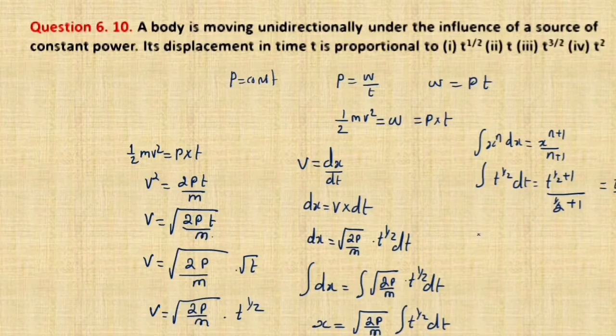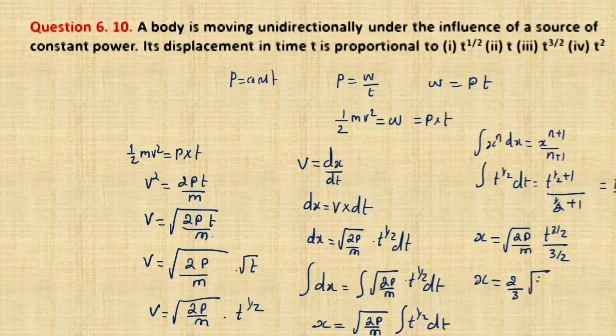If you substitute here in the displacement, x is equal to root of 2P divided by m into t to the power 3 by 2 divided by 3 by 2. That is, x is equal to 2 divided by 3 into root of 2P divided by m into t to the power 3 by 2. As we already know, power and mass are constant, right? So x is directly proportional to t to the power 3 by 2. Option 3 is the answer.